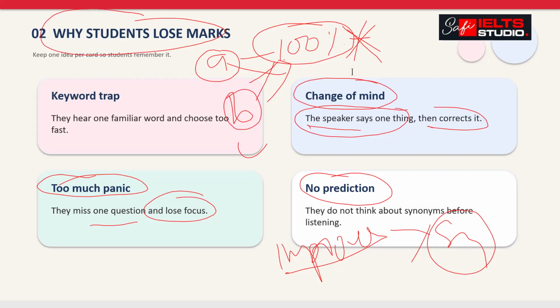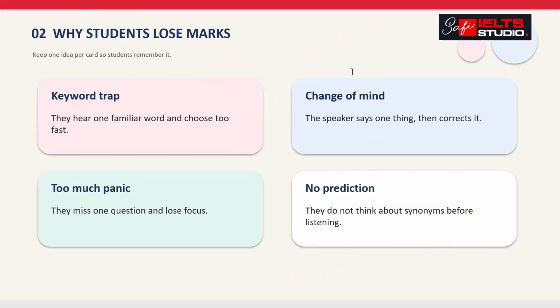So these are the four points you need to be very careful about. Number one, do not panic if you missed any of the questions. Number two, do not let the keyword trap you. And then when the speaker changes his mind, be careful that you catch the speaker. And then always predict synonyms and keywords. Next.